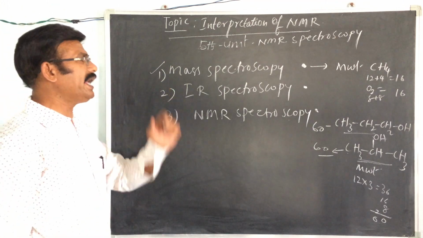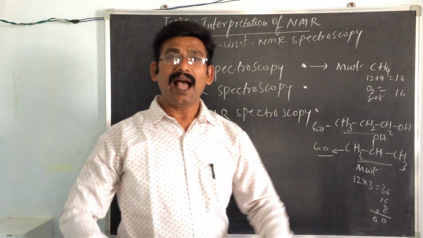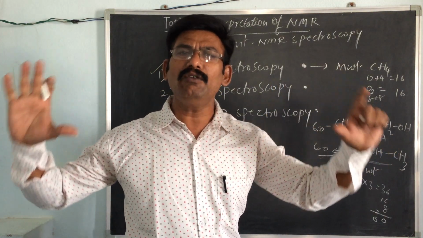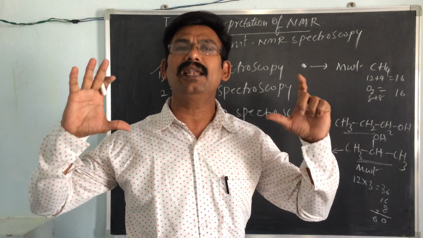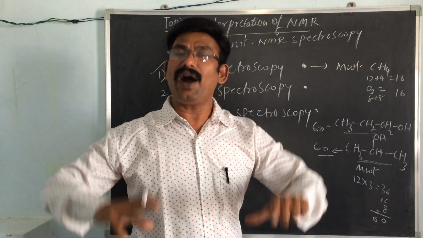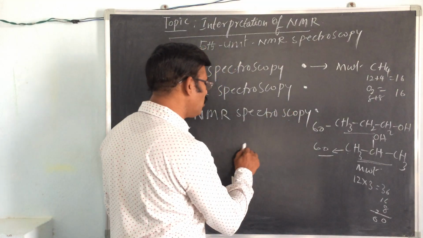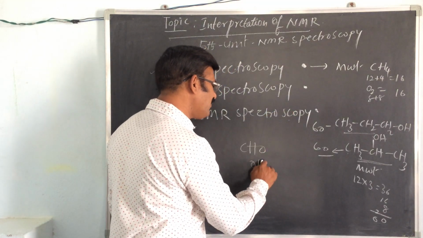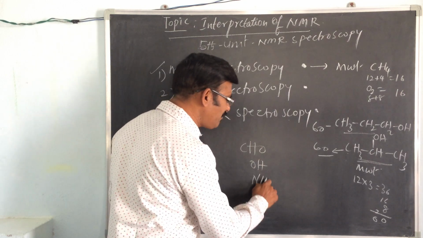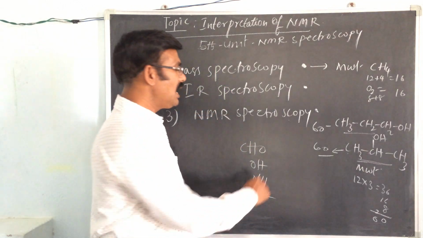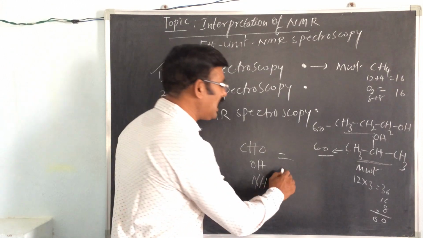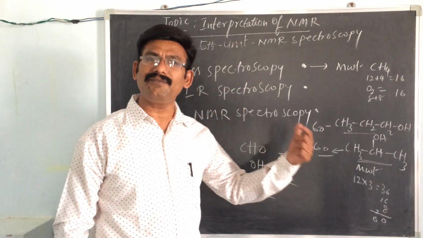Now come to IR spectroscopy. IR spectroscopy gives only functional group identification. What are the functional groups? Halide is a functional group. OH is a functional group. Amide is a functional group. Alkyl is a functional group. Alkyne is a functional group. These are the functional groups.